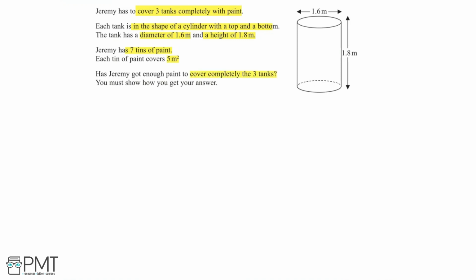Well, we can start by finding the surface area of one tank. The tank is in the shape of a cylinder, and to find the surface area of a cylinder, we do 2 pi rl plus 2 pi r squared. The 2 pi r squared comes from the 2 circles at the top and the bottom, and the 2 pi rl is the area of the curved surface of the cylinder, where L is equal to the height of the cylinder.